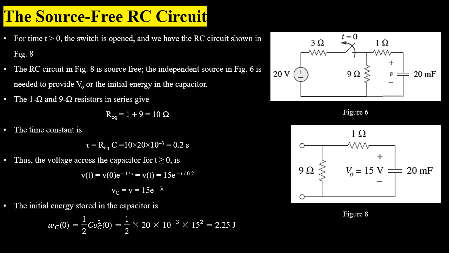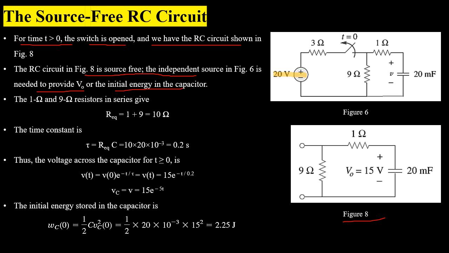Now for time t greater than 0, the switch will be opened and the resultant RC circuit is shown in figure 8. The RC circuit in figure 8 is source free. The initial voltage stored in the capacitor is due to the independent source present in figure 6 when the switch was closed, and the same source has provided initial energy to the capacitor. Now we will start analysis of the source free RC circuit.